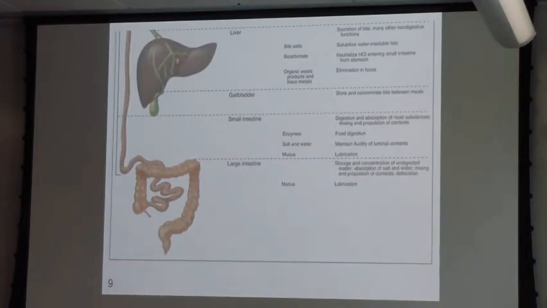The liver and the gallbladder make, among other things, we've got about 12 important functions the liver does, and we'll talk about a few of them. But as far as digestion is concerned, the liver makes bile to solubilize fat. It helps the pancreas make bicarbonate to help neutralize the stomach acid.